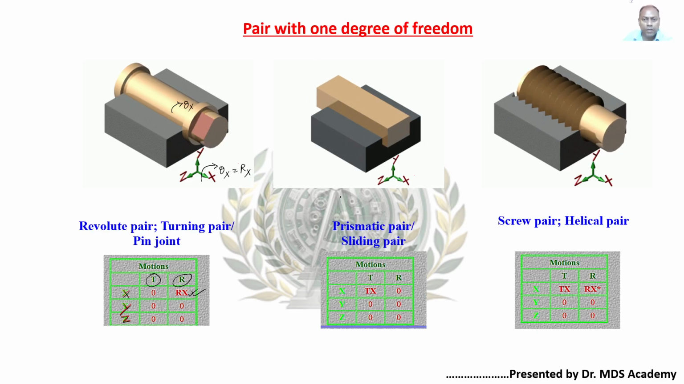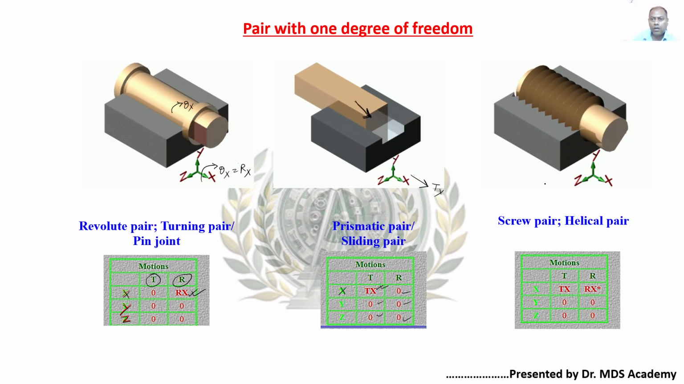Now next, take another condition, the prismatic pair or sliding pair. Here there is the possibility of the body sliding along this x-axis. So only Tx is present. Translation, only sliding is possible. That's why the name is sliding pair in the x-axis. The remaining variables are 0, so all are 0. Only one single input in the x direction is possible. So again, this is the case of 1 degree of freedom.